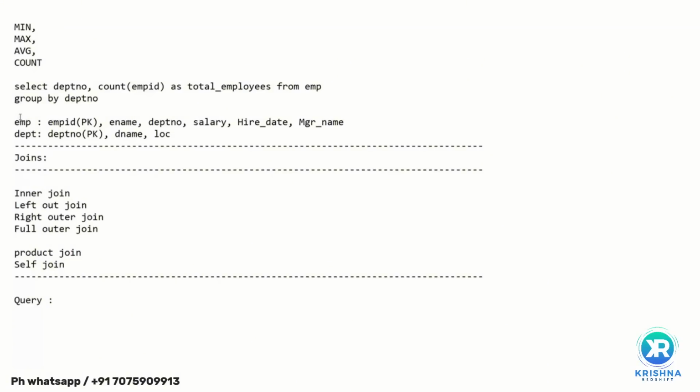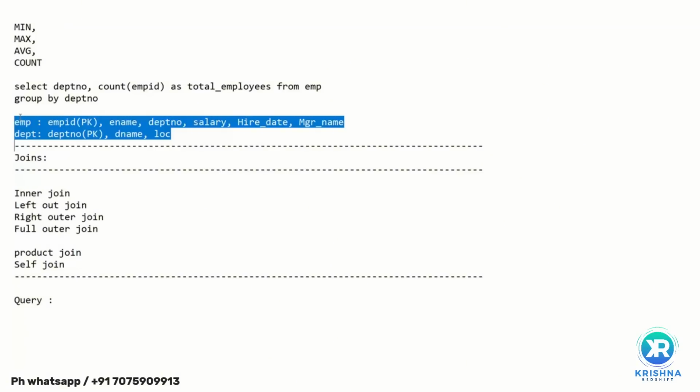Fine. Now I have given you these two tables. The first step is observing the tables: what are all the columns in each table? That is the first step we need to do. Employee table: employee ID, employee name, department number, salary, hire date, manager name. Department table: department number, department name, location.